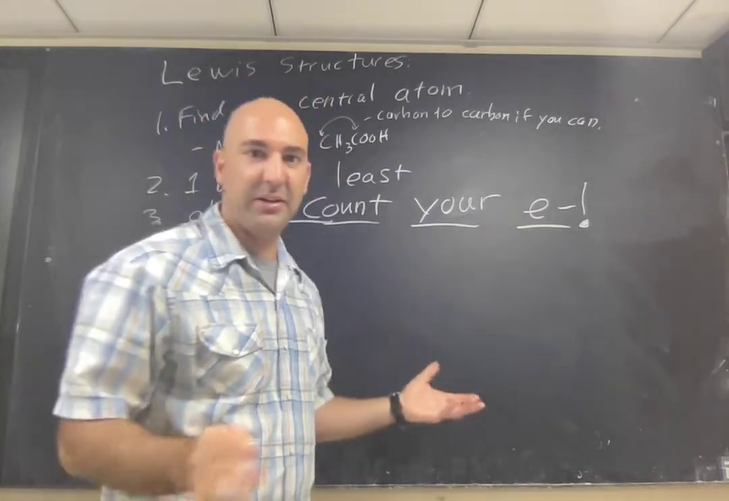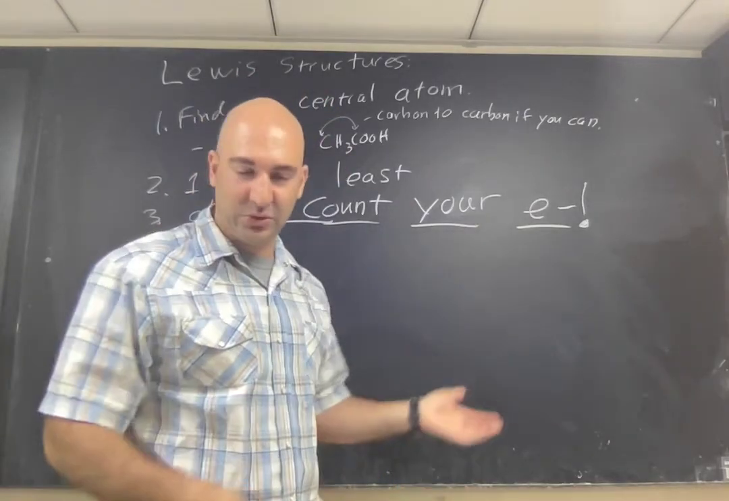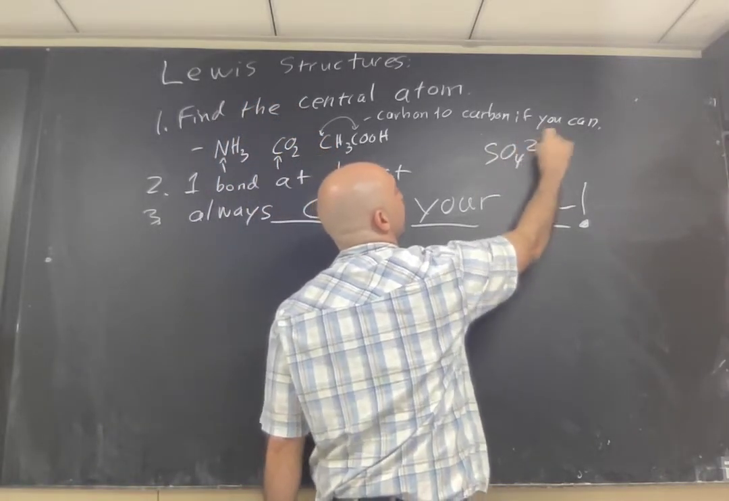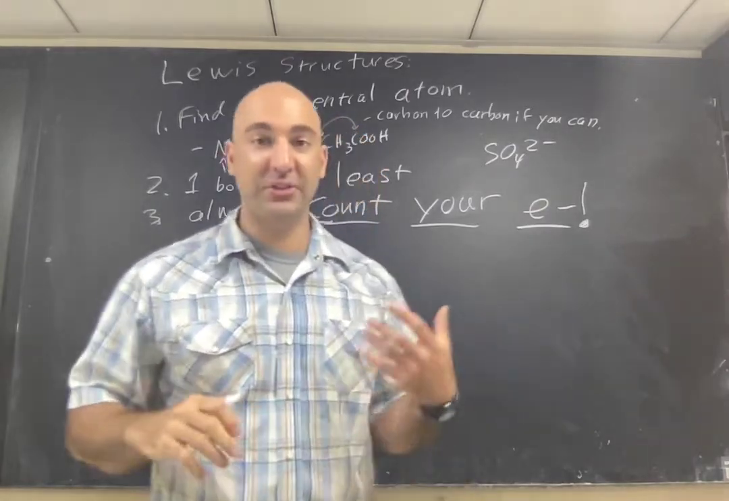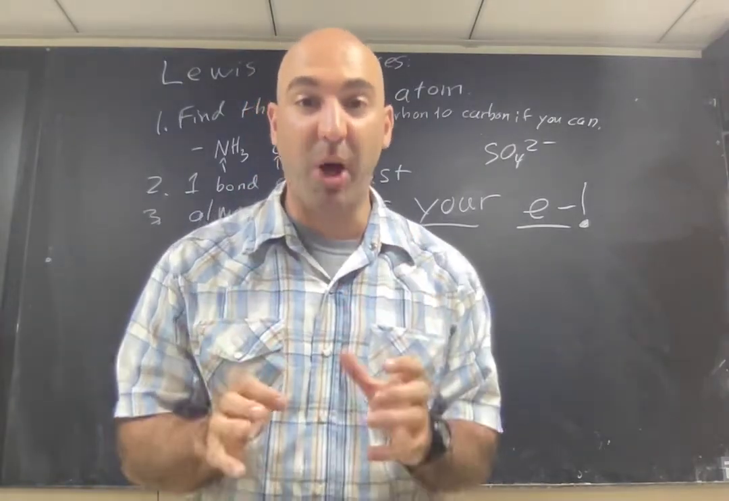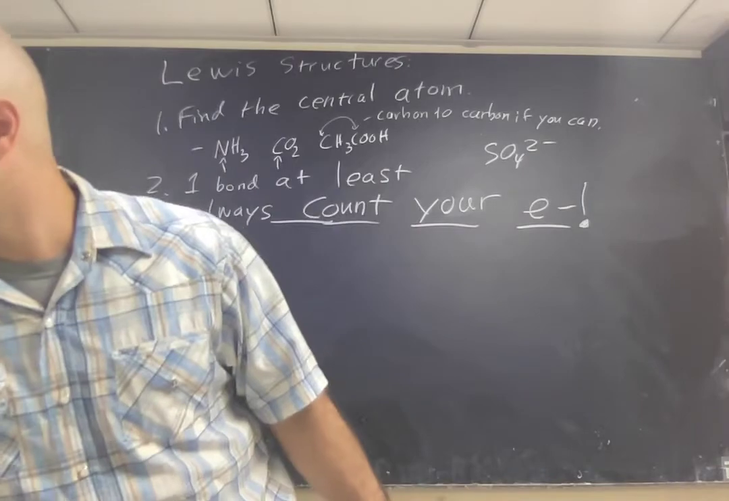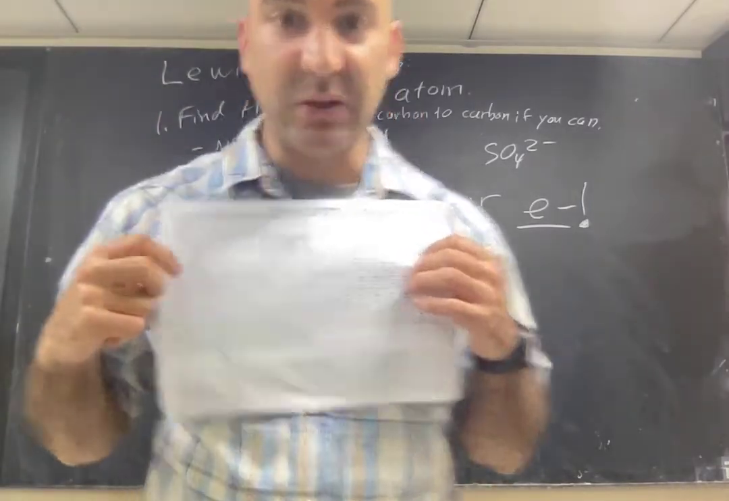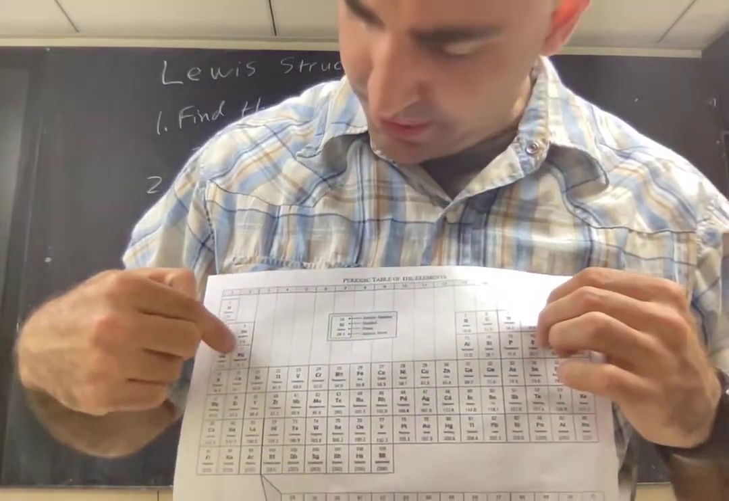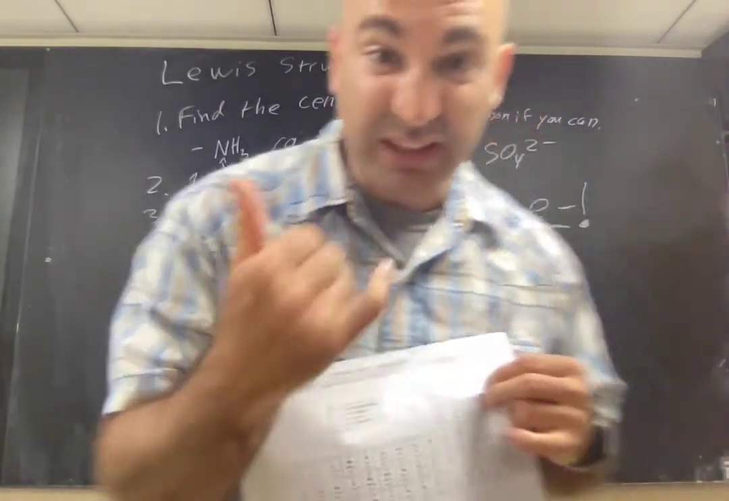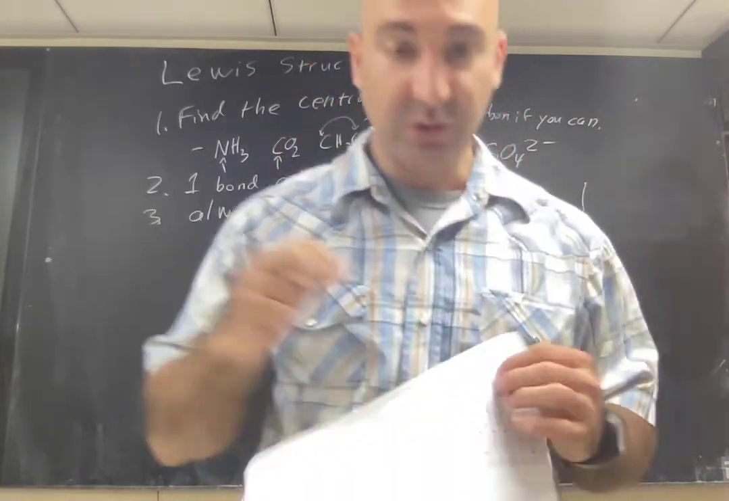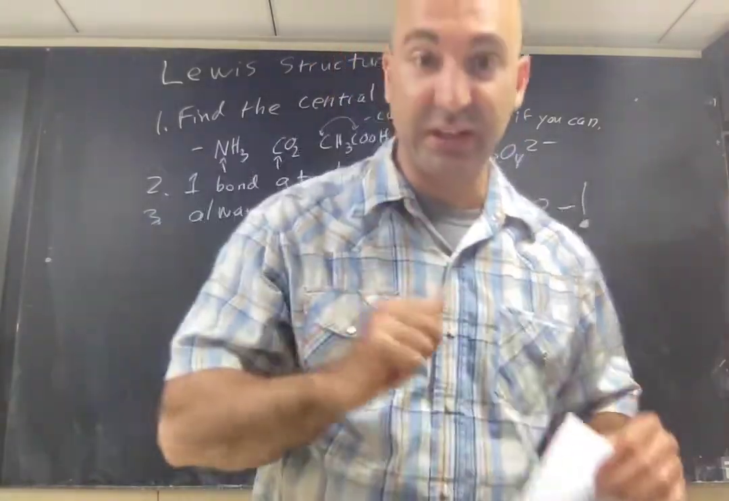So let's take SO4 2 minus, one of the most complicated Lewis structures you can draw that's got a central atom. When I say count your electrons, I only mean valence electrons, because these are the electrons that bond, the ones on the outside of the shell. So when you get your periodic table, you find sulfur. Sulfur is below oxygen. You count 1, 2, 3, 4, 5, 6. Sulfur has 6 electrons. Oxygen also has 1, 2, 3, 4, 5, 6 electrons.